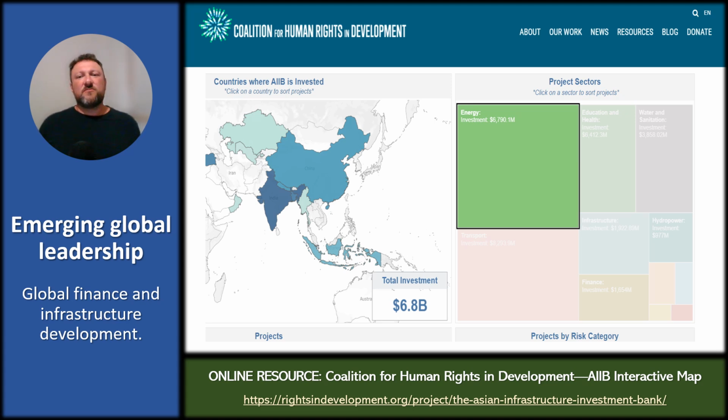This interactive website, published by the Coalition for Human Rights in Development, documents where the AIIB projects have been established around the world by country, by sector, and by human rights risk category. So this can give students a flavour of what the economic tentacles of global leadership look like, as well as the basis for comparison with the economic tentacles of US global economic power.